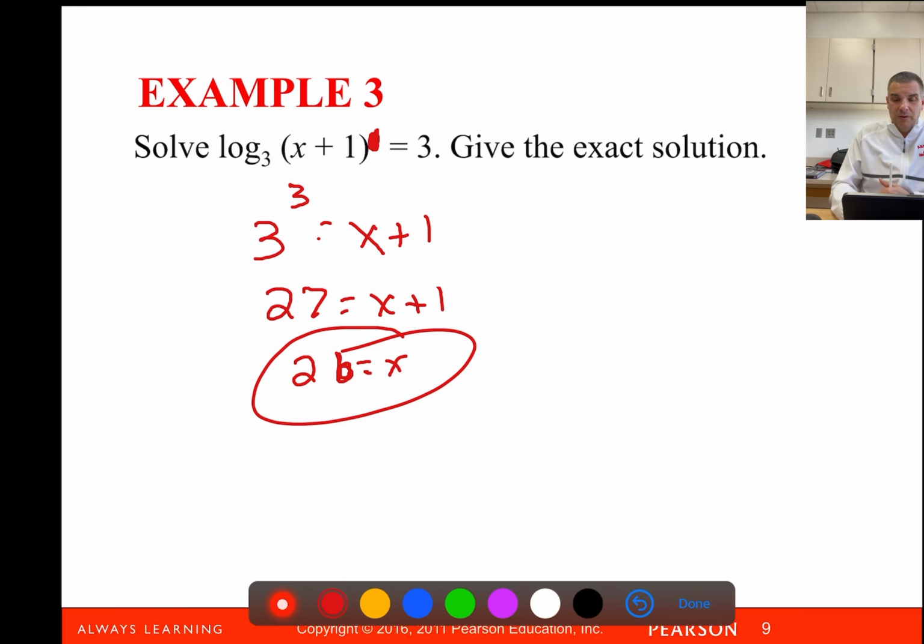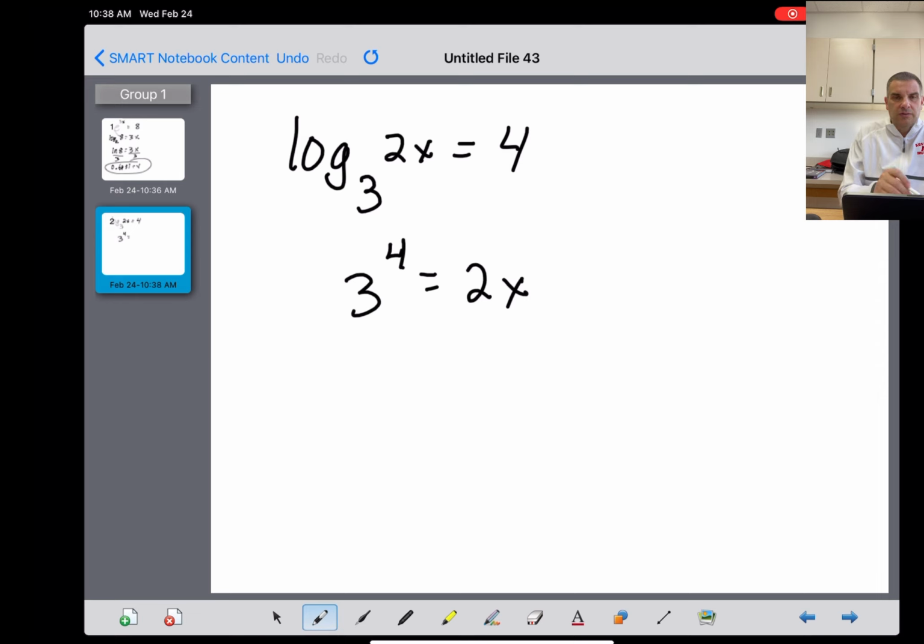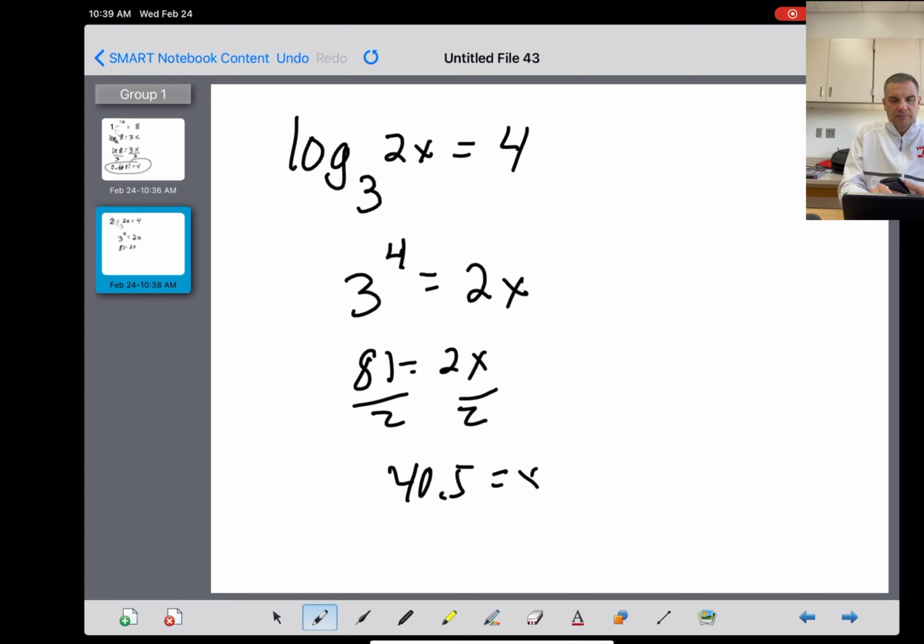If it's in logarithmic form, so let's look at another one. Let's go log base 3 of 2x equals 4. Clearly logarithmic form. So 3 to the 4th equals 2x. 3 to the 4th, I think, is 81. I can check on my calculator. 3 raised to the 4th is 81. So 81 equals 2x. Divide by 2. 40.5 is equal to x. And you're done.